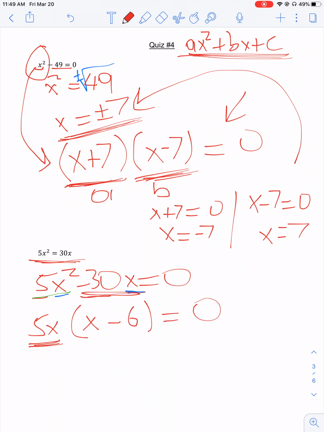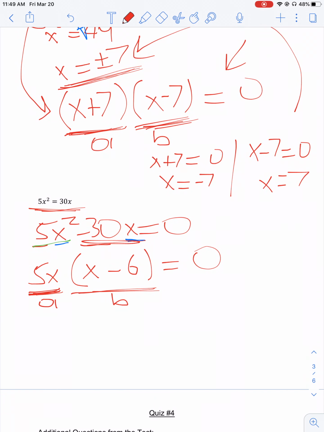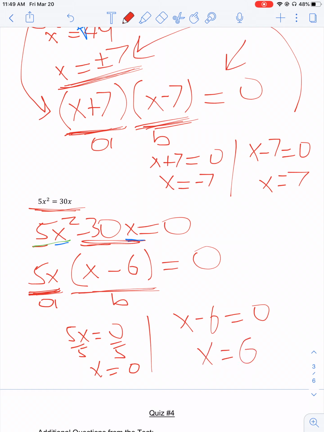Now, again, you have a product of two terms. This is the first term, this is the second term, equal to 0, so you can consider this to be your A and this your B. So either A is 0 or B is 0. That means either 5x is equal to 0, so when you solve for x, you divide by 5 and get x equals 0, or x minus 6 is equal to 0. So that means x is equal to 6.